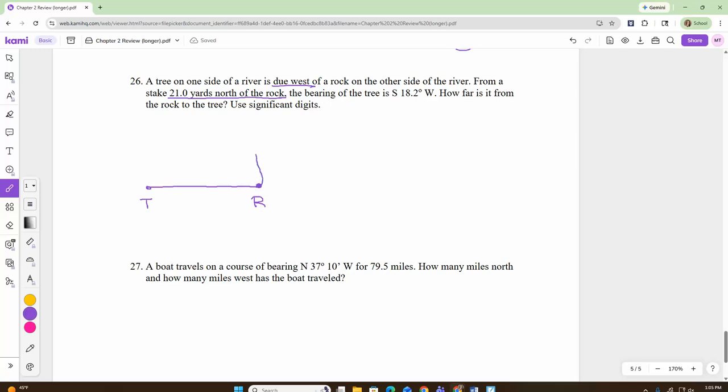So north would be up. Ooh, that's crooked. There's my stake, and I know this is 21 yards. The bearing of the tree. How do we measure bearing? Anytime we're doing bearing, we have to have a north-south line. So to get to my tree, we're going south 18.2 degrees west. So what I just gave you was this angle.